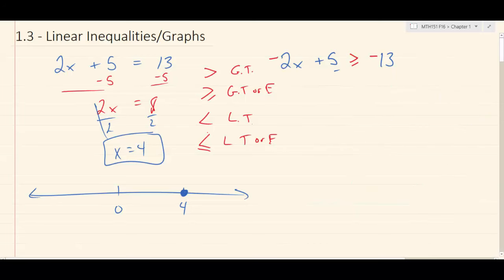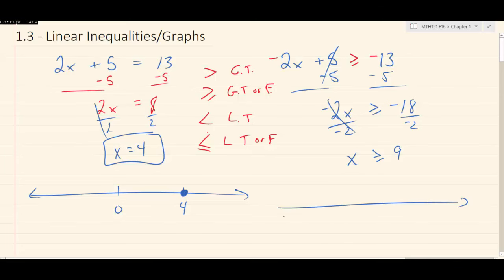All right, let's do another one. Now we've got negative 2x plus 5 is greater than or equal to negative 13. Again, doing the same thing, I'm going to subtract 5 from both sides. This cancels. I get negative 2x is greater than or equal to negative 18. I'm going to divide both sides by negative 2, and I get x. These negative 2's cancel. X is greater than or equal to negative 18 divided by negative 2, which is positive 9. So x is greater than or equal to positive 9. Draw a number line.